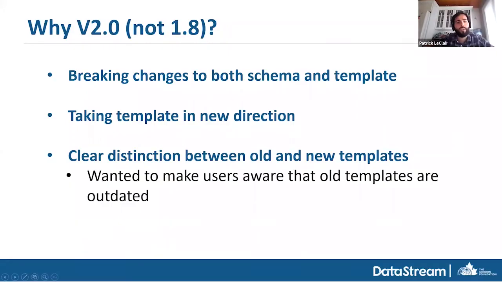So first, why did we go with version 2.0 and not 1.8? The big reason for a big version change like this is that we're making really big breaking changes to both the schema and the template. So these are large changes that we need people to really be aware of. If you use the old template, it's going to kick back some errors that you're not going to be aware of. And so that's why we want people to really know that this is a major shift and that we want everybody to be moving in this direction.